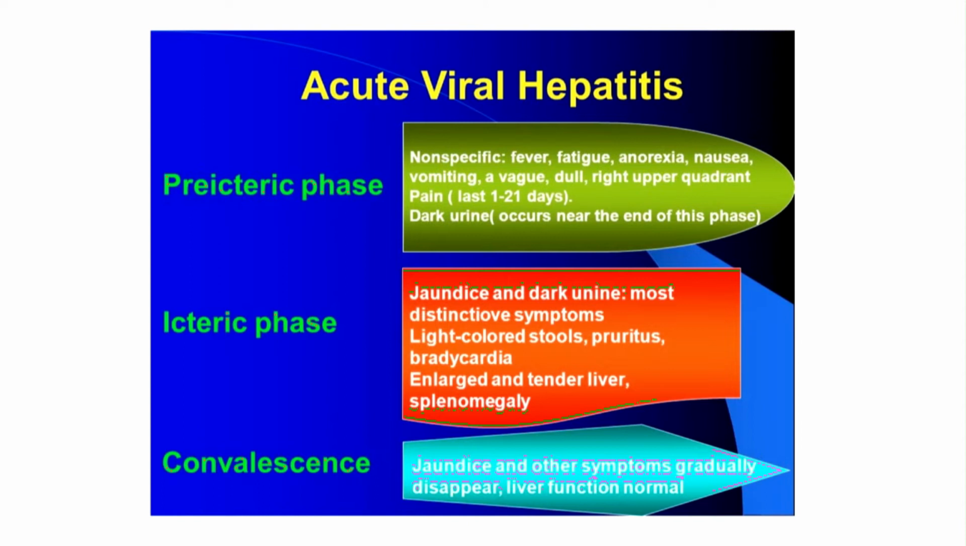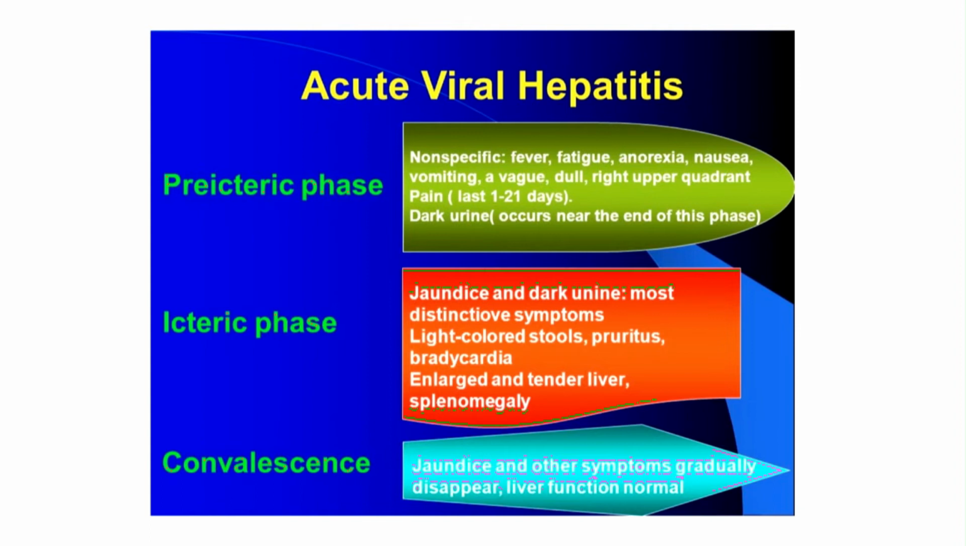So there is the pre-icteric phase, the icteric phase, and the convalescence, or what we call the recovery phase. In the pre-icteric phase, there are non-specific manifestations, or what we call flu-like syndrome, such as fever. The patient may complain of fever, fatigue, anorexia, nausea, vomiting, and vague, dull right upper quadrant pain, where the liver is situated, and this may last for 3 weeks. At the end of this phase, there is also dark urine.